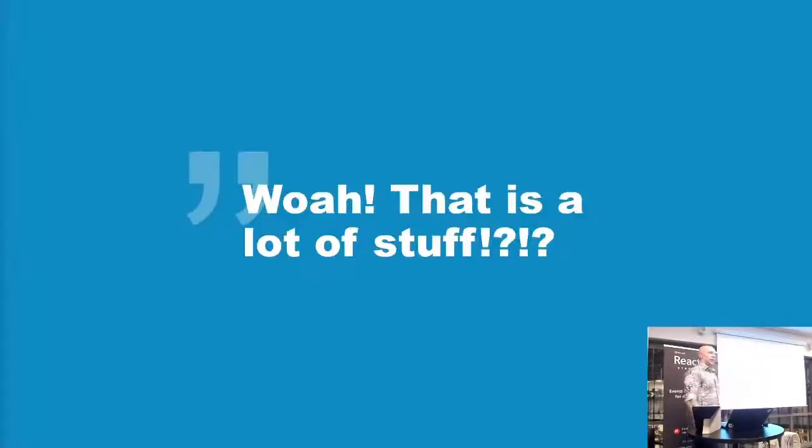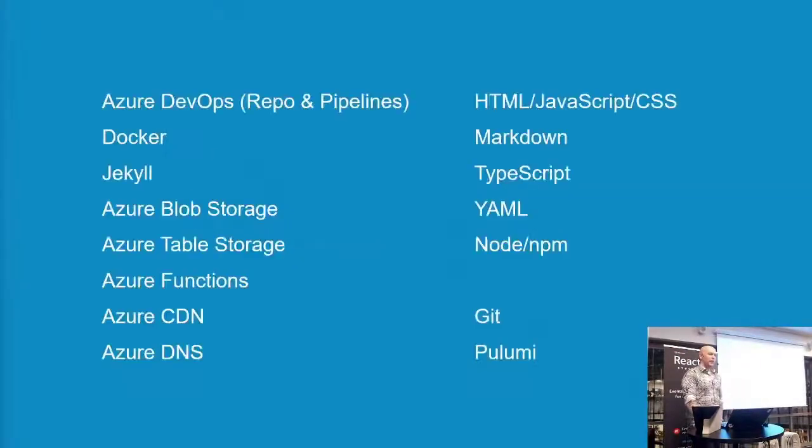So Chris, that's a lot of stuff. Yes, it is. We end up using this. So we're going to use Azure DevOps, really for pipelines. We're going to use Docker, Jekyll, Azure Blob Storage, Azure Table Storage, Azure Functions, Azure CDN, Azure DNS. There's going to be HTML, JavaScript, and CSS, Markdown, TypeScript, YAML, Node, and npm, using Git and Pulumi.